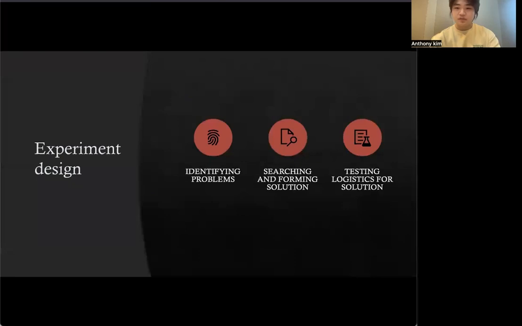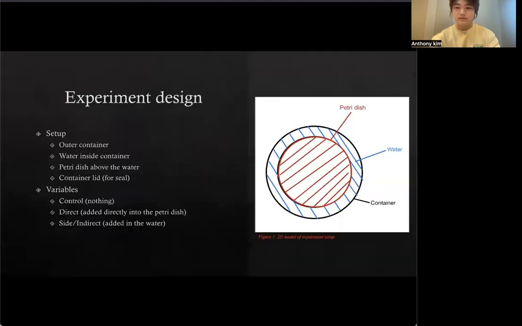The experimental design involves the following process. First, the new problems were identified, a solution was formed, and the logistics for the solution were tested. To clarify the experiment designs, there is an outer container with water inside, and the petri dish is on top of the water. The whole container is then sealed with a lid.